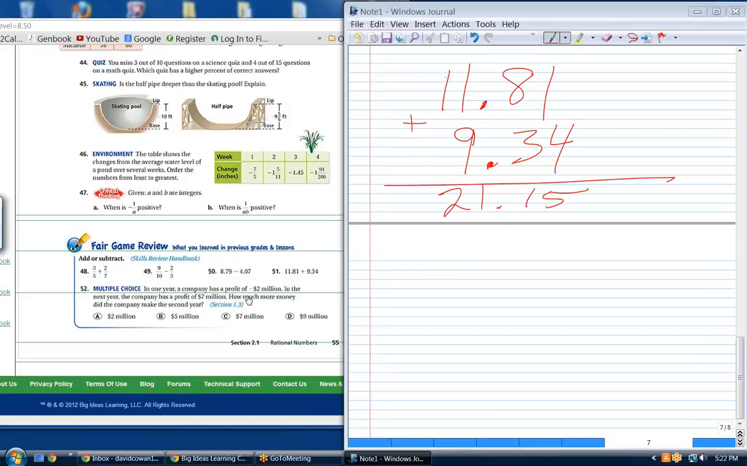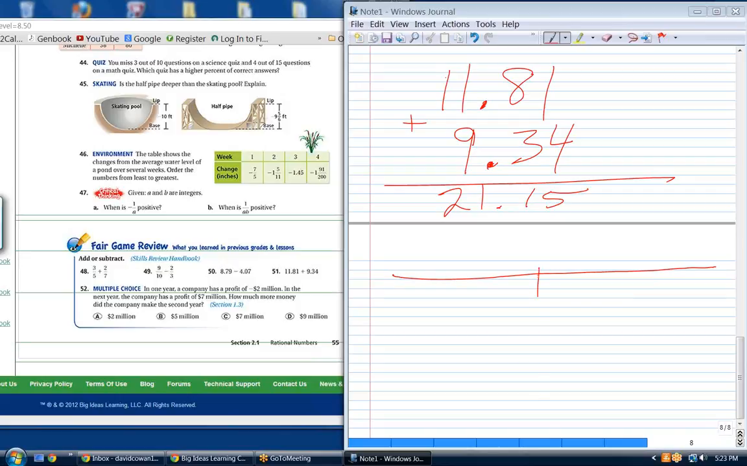So the company has a profit of minus $2 million, which means they lost $2 million. And in the next year, they had a profit of $7 million. How much more money did the company make the second year over the first? Okay, so if you take the absolute value of both of them and add them together, you get 9. So 9 million. Okay, that's correct.